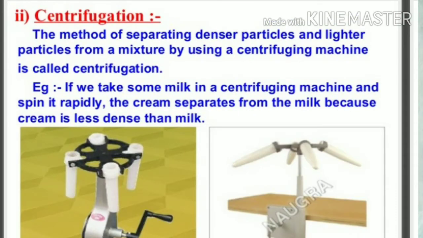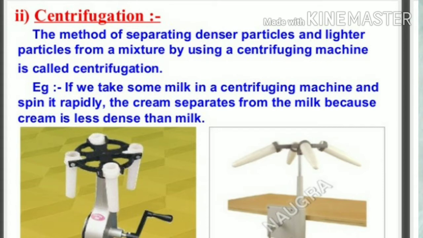What is meant by centrifugation? The method of separating the denser particles and lighter particles from a mixture by using a centrifuging machine is called centrifugation. So here I am going to separate the high dense particle from the less dense particle.